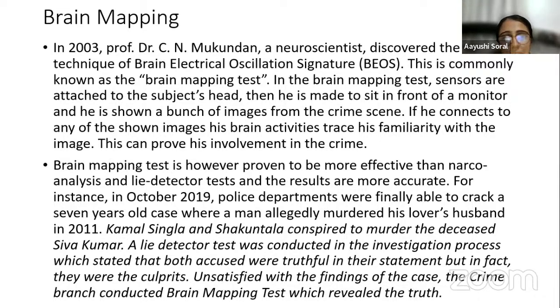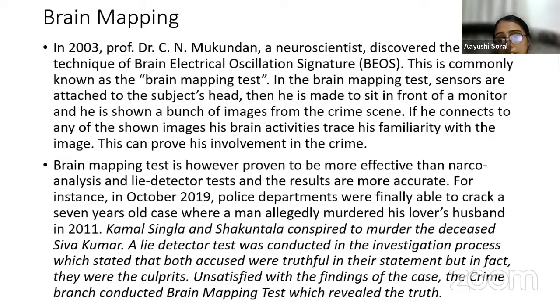Okay, so in brain mapping, the person used to sit in front of a monitor and is shown a bunch of images from the crime scene. Because we as humans tend to react to things which are in our past memory, or which we have seen somewhere, like an aha moment, oh, we have seen something, oh, this has happened, or even if we perform some reaction or emotion. In this way they connected the shown images and brain activities, and it has been traced how familiar or involved the person is in the crime.